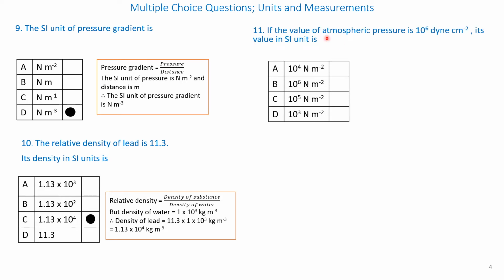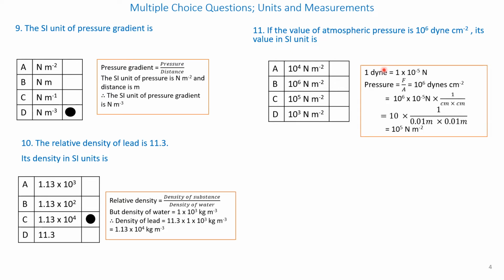Next question. If the value of atmospheric pressure is 10 to the power of 6 dyne per centimeter square, its value in SI unit is, so the atmospheric pressure is given in dynes per centimeter square, and we have to convert it into SI unit. So four options are given. Let us find which option is correct. Let us do some analysis. We know that 1 dyne is equal to 1 into 10 to the power of minus 5 newtons. So to convert dynes into newtons, we have to multiply it by 10 to the power of minus 5.